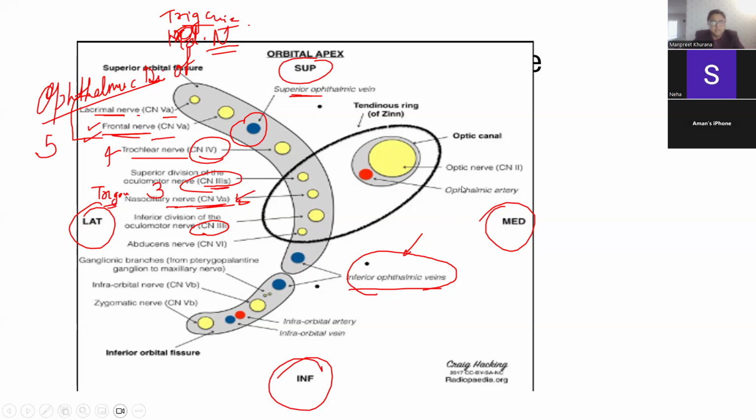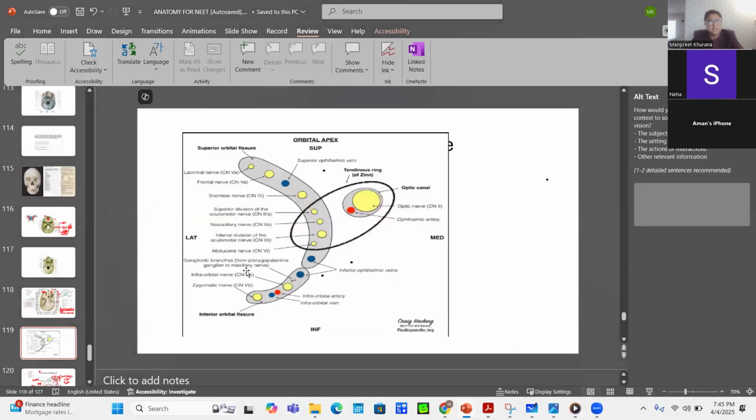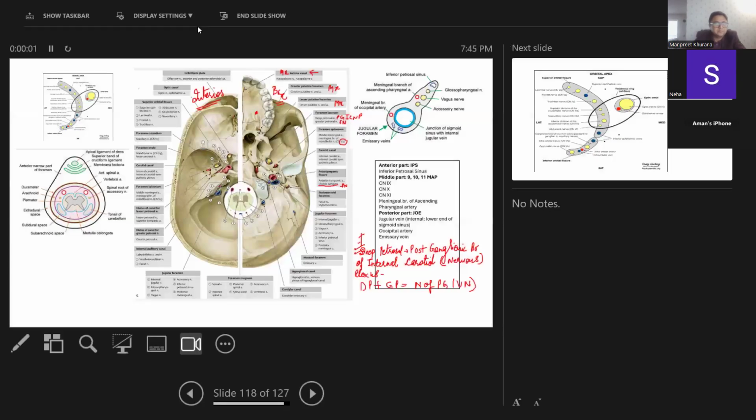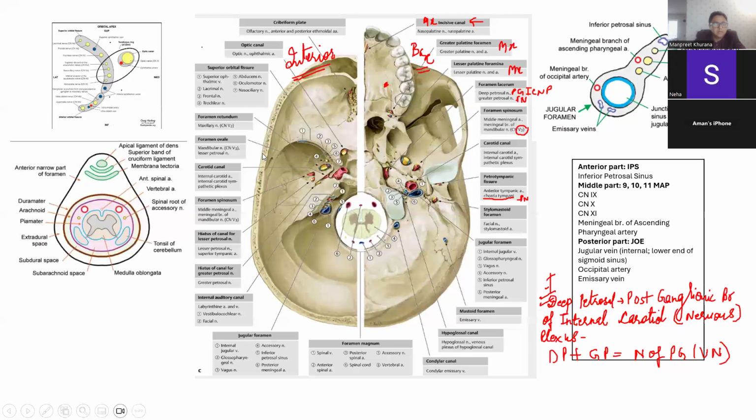Now let's see what all structures we are left with now. Okay. So last we have the optic canal. Now there are two things which pass through the optic canal, which are the optic nerve and ophthalmic artery. Always remember, optic nerve and ophthalmic artery pass through the optic canal.